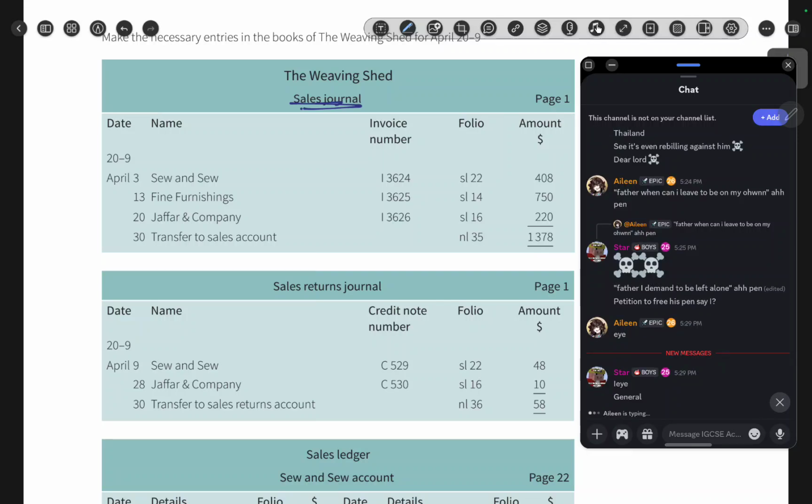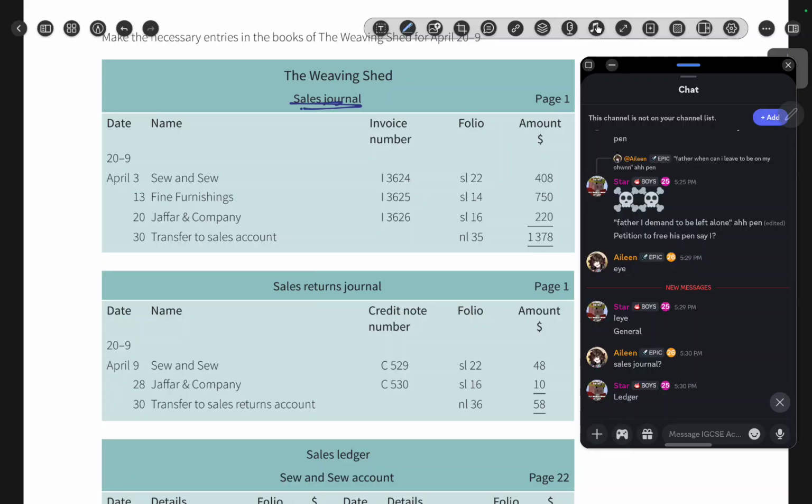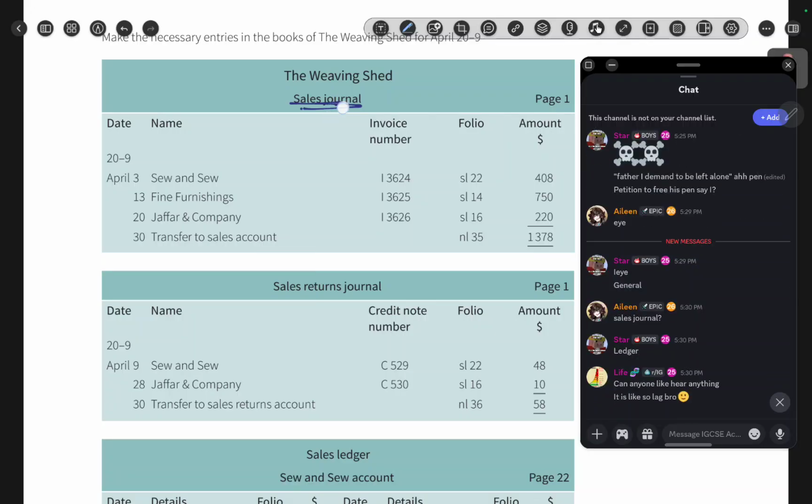General what? General ledger, general journal, nominal ledger, sales journal. Are you telling me that star's answer is correct?